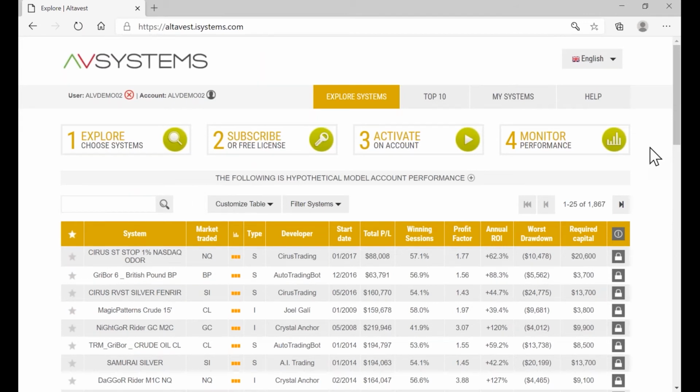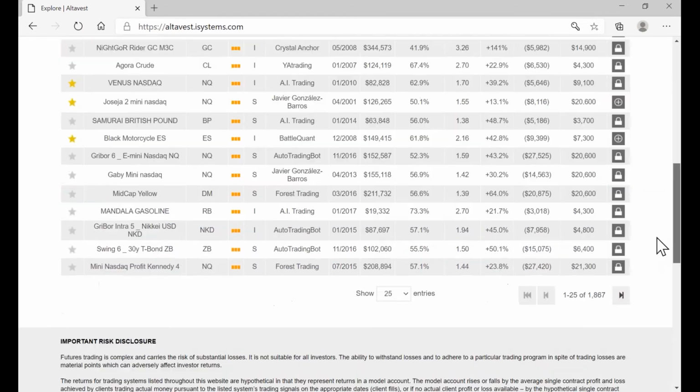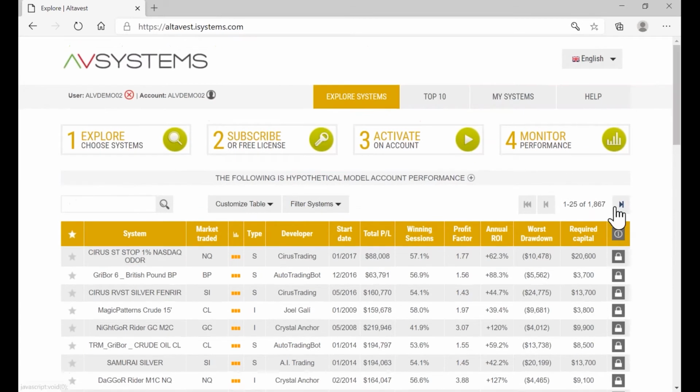All right, now what we're looking at here, you can see we're looking at this page here, the 25 of the over 1,800 available systems on this platform. Now, at first, people will always say, how do I know what system to choose? And what am I looking at? It seems complicated. Well, let's go through that.